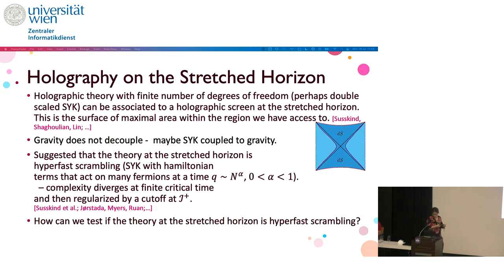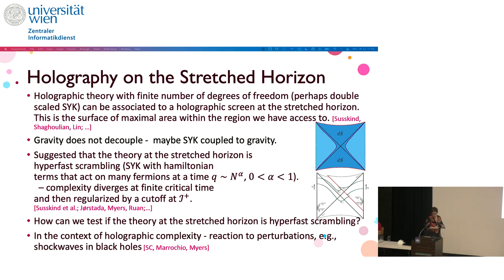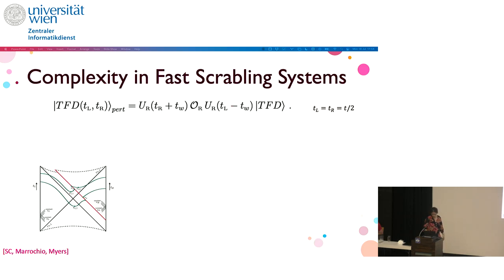So how can we test if the theory at the stretched horizon is hyper-fast scrambling or fast scrambling, or what are its properties? In the context of holographic complexity, the scrambling properties are usually diagnosed by considering the reaction to perturbations, for instance, shock waves in the case of black holes. And the idea is to essentially consider the observable complexity in the presence of a shock wave, as you can see in the diagram over here on the right.